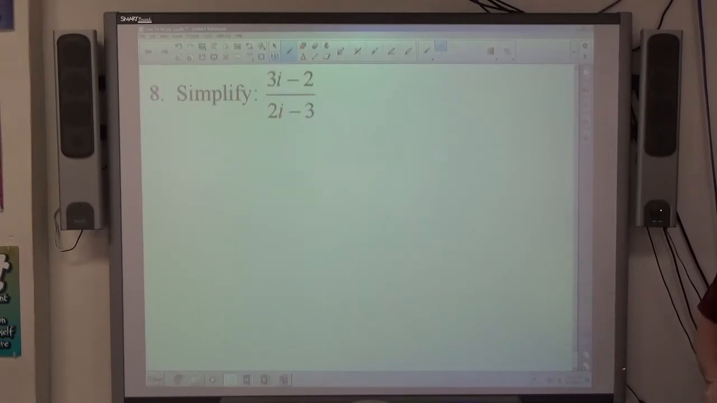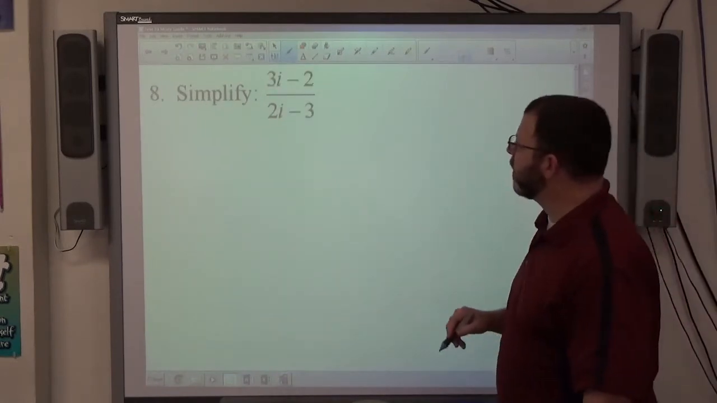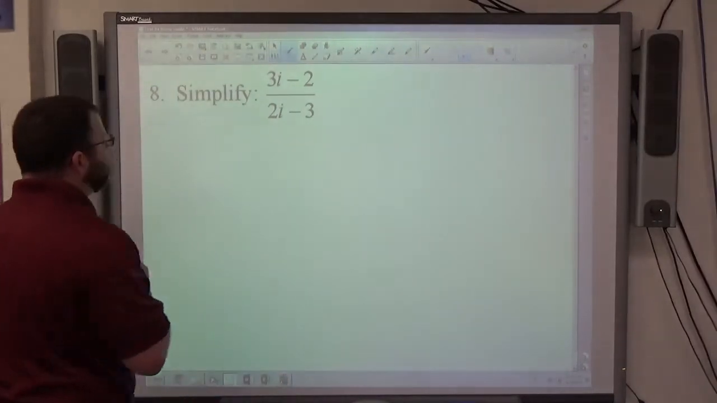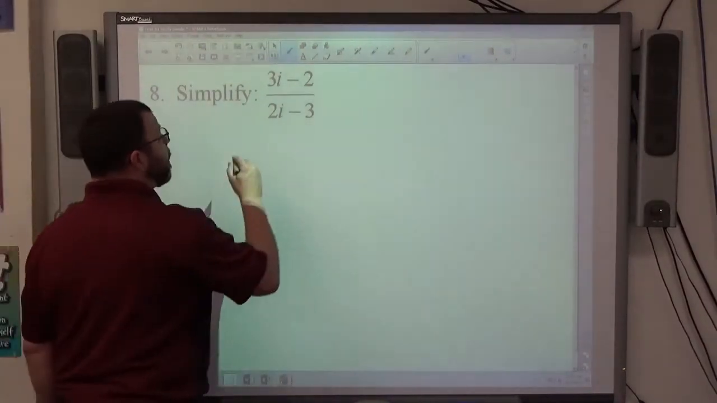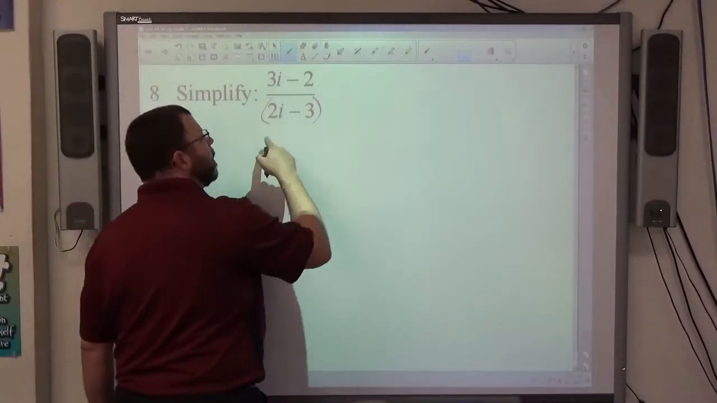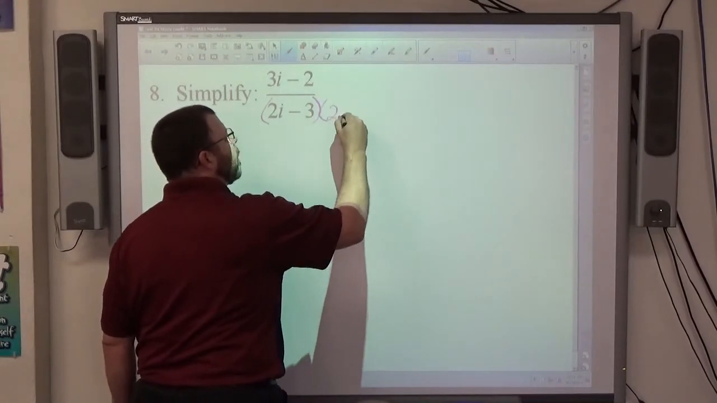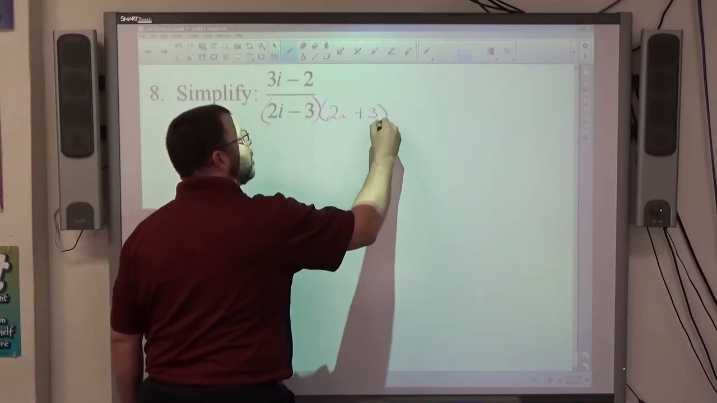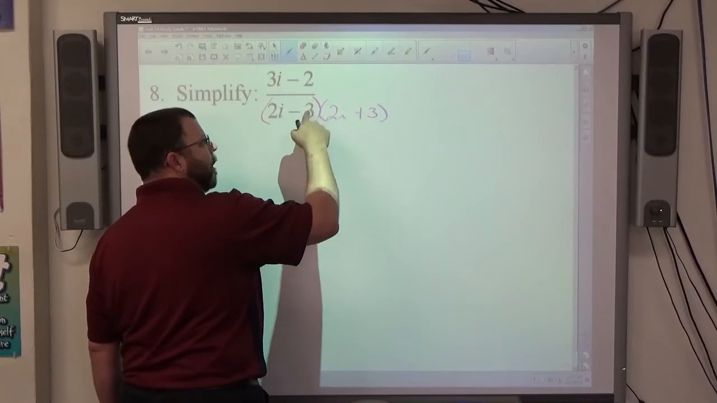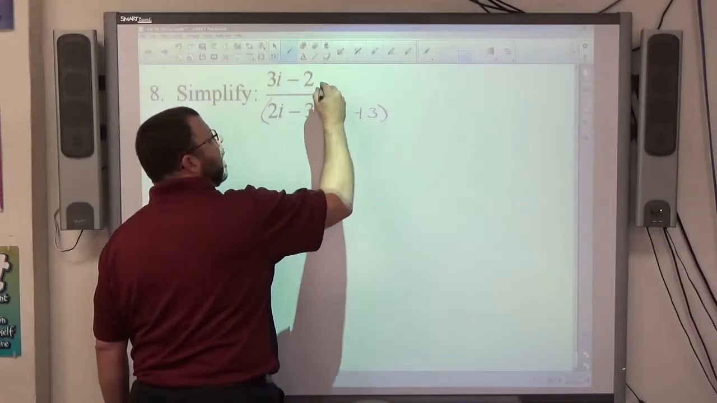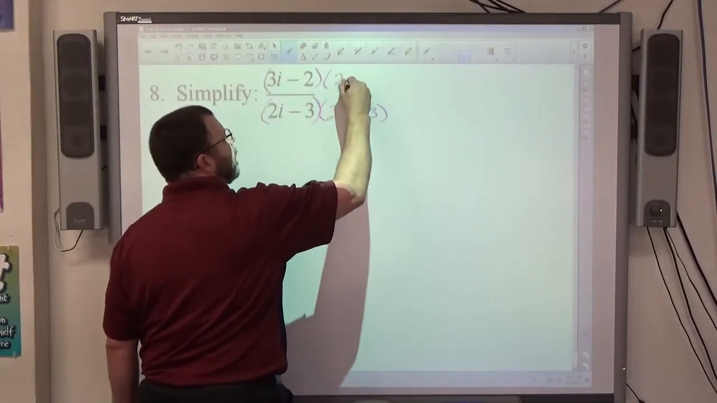Number 8, we have imaginary numbers in the denominator. That's illegal. So I'm going to multiply by the complex conjugate. All that means is I take the same two objects and change the middle sign to its opposite. 2i stays 2i, plus minus 3 becomes plus 3. I've got to multiply the top by the exact same thing.